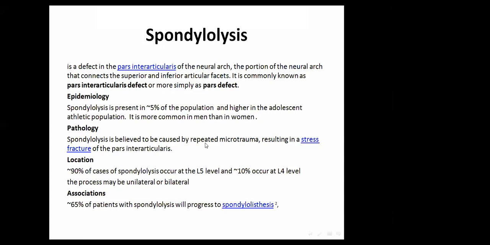Pathology: spondylolysis is believed to be caused by repeated microtrauma resulting in a stress fracture of the pars interarticularis. Location: 90% of cases of spondylolysis occur at the L5 level and 10% at the L4 level. The process may be unilateral or bilateral. Association: 65% of patients with spondylolysis will progress to spondylolisthesis.